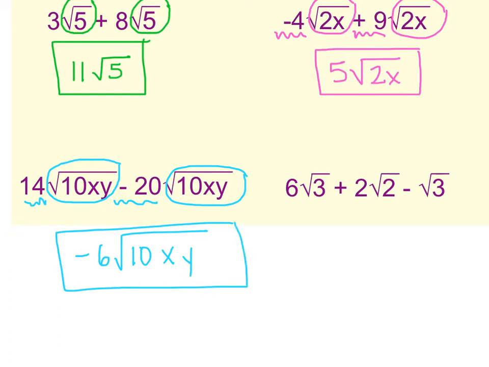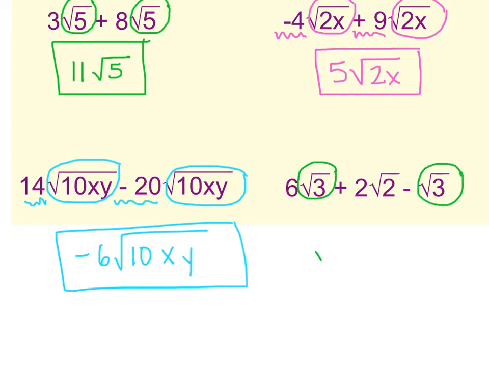Alright, so this next one, we have 3 terms that we're trying to combine, and you want to figure out which ones are like terms. So you've got a square root of 3, a square root of 2, and a square root of 3. So your like terms are the ones that have the same radical. So those you can go together.